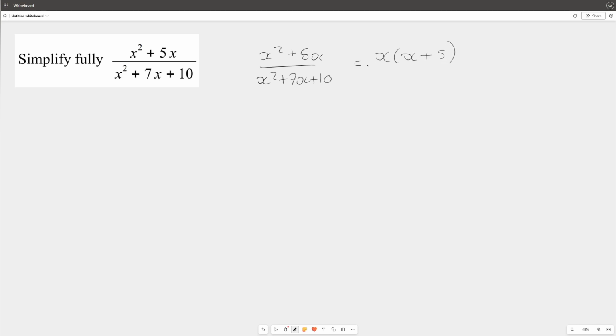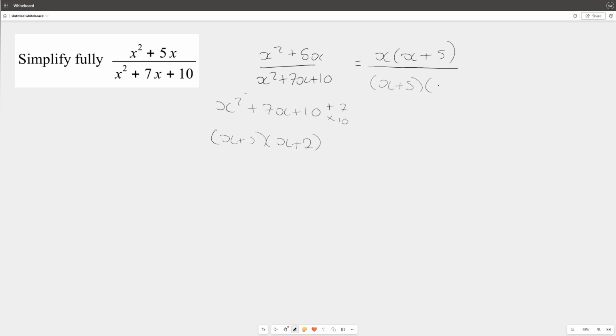So on the top here, I can pull an x out of both of these terms and get x(x plus 5), and on the bottom here, this is a nice little type 1 quadratic, that's from my other videos, where you're looking for two numbers that add to make 7 and multiply to make 10. That can be 5 and 2. So this factorises to (x plus 5)(x plus 2).